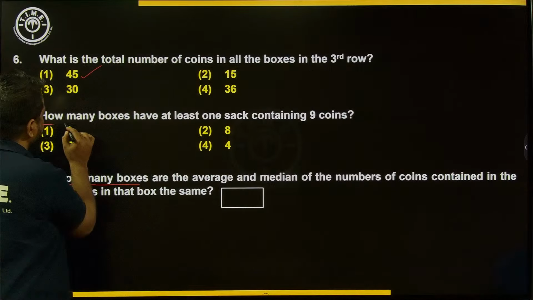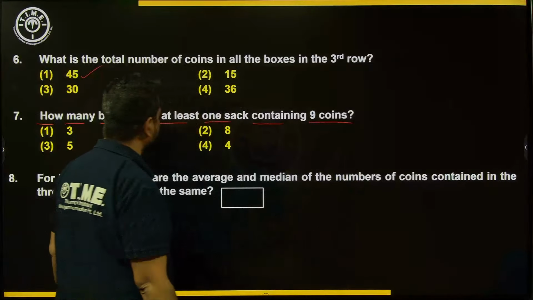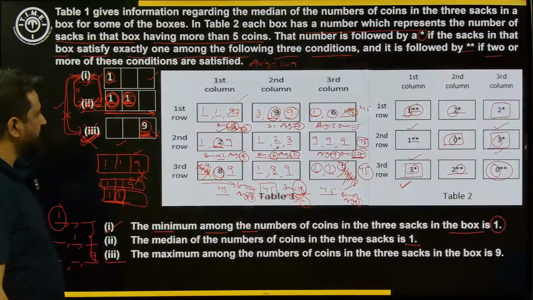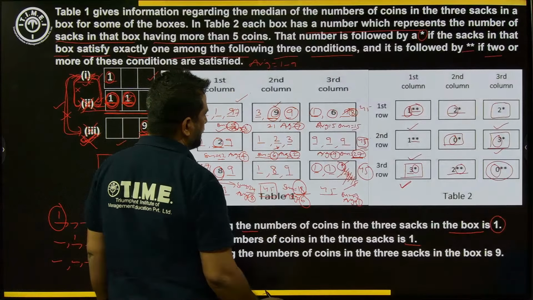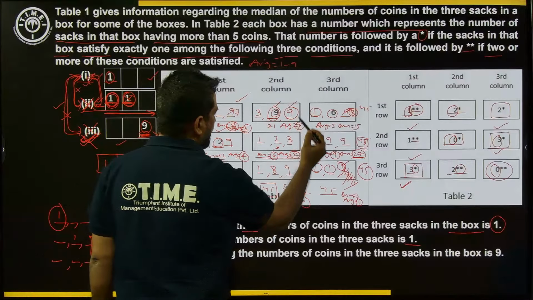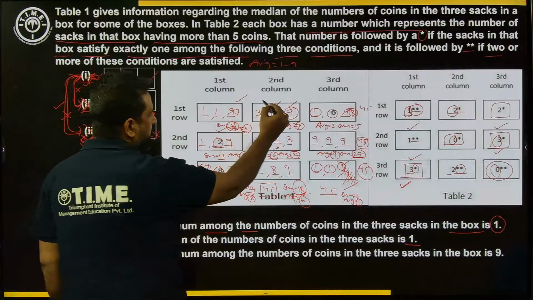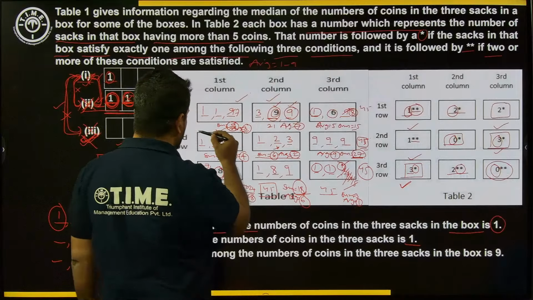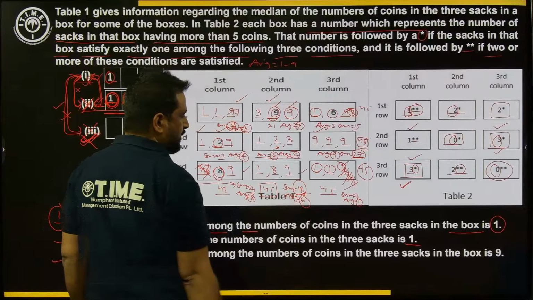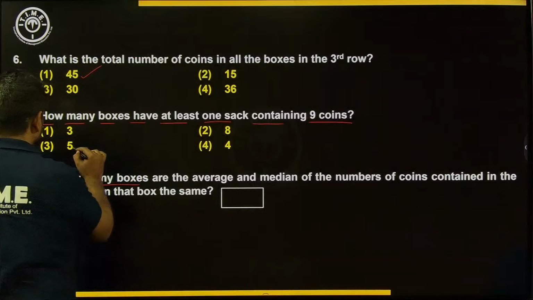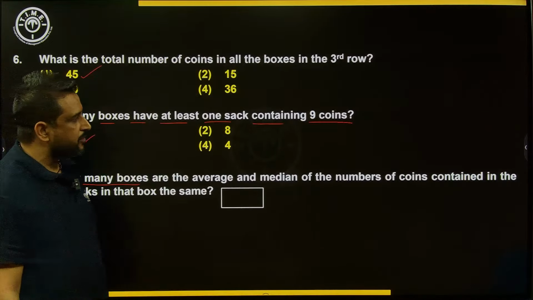Now, what is the second question given? How many boxes have at least one sack containing 9 coins? At least one sack containing 9 coins. Here is one sack containing 9 coins. Two sacks. What is the question given? How many boxes? So these are one box having 9 coins. Second box, 2, 3, 4, 5. So there are 5 boxes. So choice 3.